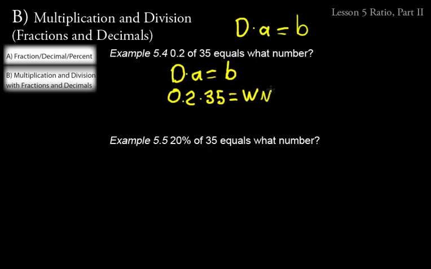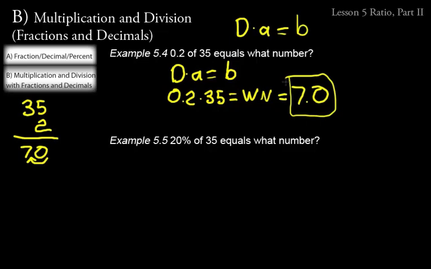So now I just need to do 35 times 0.2. I'll do that over to the side here, and I'll do 35 times 2. And remember, that's how you do multiplication with decimals: you do the multiplication first, and then you add the decimals back in. So that would equal 70. And so I want to add the decimal point back in, 1 decimal. So that is equal to 7.0.